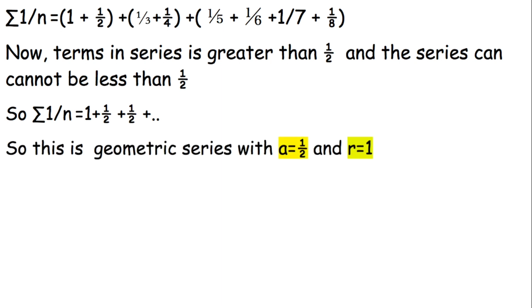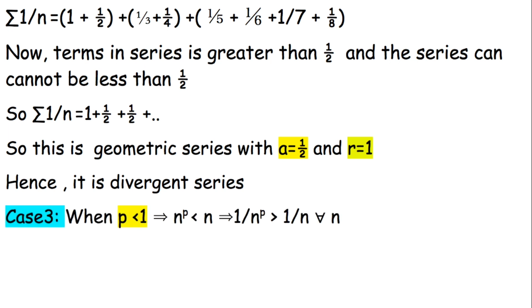So this is a geometric series with a equals half. When a is equal to half and r equals 1, that's how we will get it. So it is a divergent series. It must be divergent. So as we go along, n to the power infinite, 1 plus 1 by 2 plus 1 by 2 and so on, it must diverge to infinite.